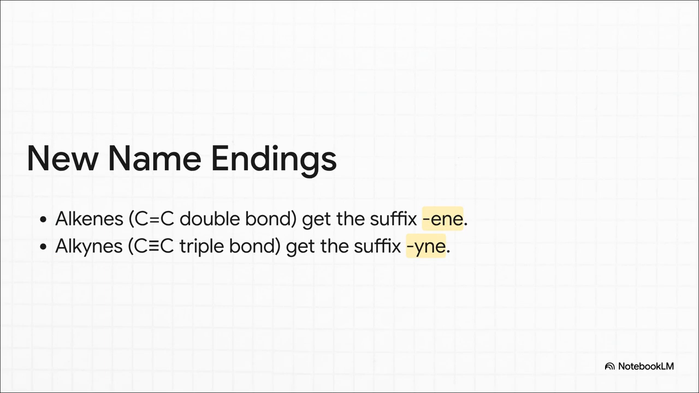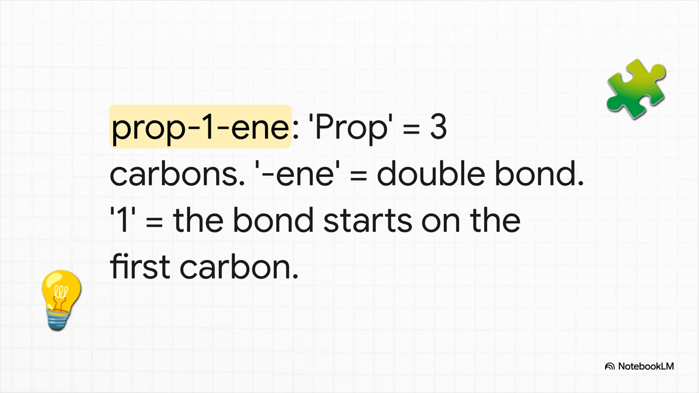And we also change the ending of the parent name. For a double bond, our "an" suffix becomes "ene". For a triple bond, it becomes "yne". So ethane can become ethene, and propane can become propyne. Simple as that. Take a look at this 3-carbon chain with a double bond. Prop for 3 carbons, ene for the double bond. But where is it? We number the chain to give that bond the lowest number, so it starts on carbon 1. The name is prop-1-ene. See? Every single part has a specific meaning.